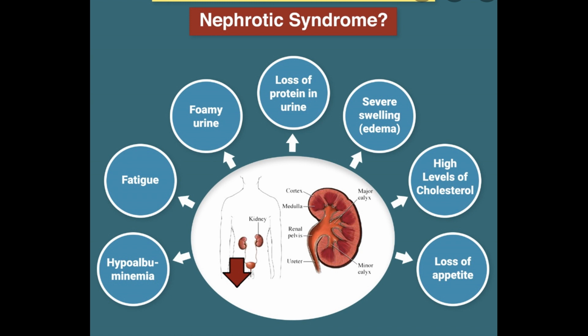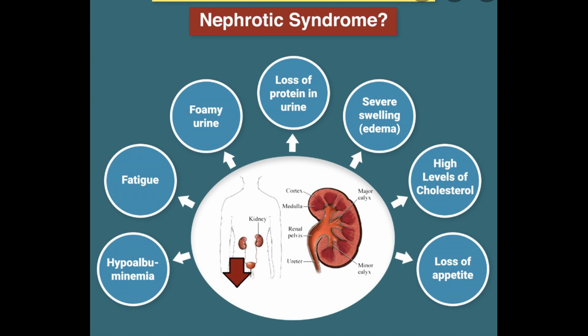This hypercoagulability increases the risk of renal vein thrombosis, which manifests with symptoms such as flank pain and gross hematuria. Moreover, proteinuria results in the loss of gamma-globulins, predisposing individuals to hypogammaglobulinemia and an increased susceptibility to encapsulated bacterial infections.